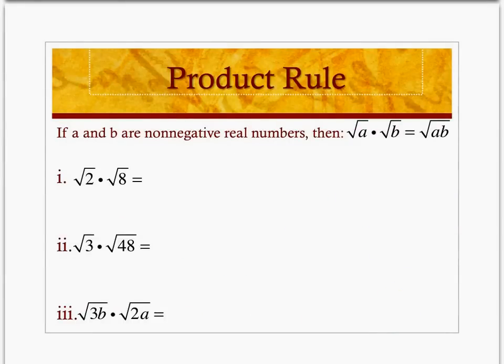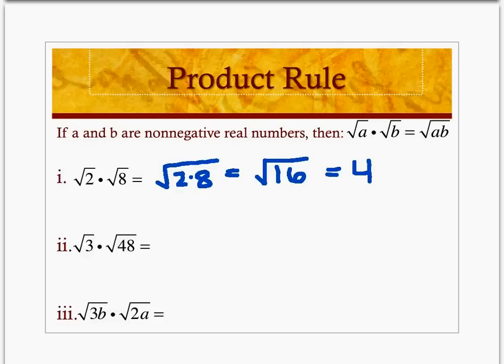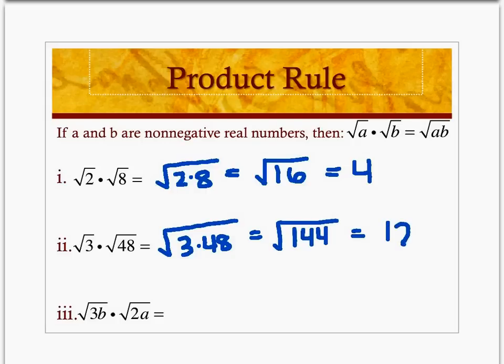Alright, so let's try square root of 2 times square root of 8. If I combine these together to be square root of 2 times 8 all under the same radical, I get the square root of 16, which now can be simplified as 4, right? Because the square root of 16 is 4. Now let's take a look at square root of 3 times square root of 48. Well, the square root of 3 times 48 all underneath the same radical. 3 times 48 gives me 144. Square root of 144 is 12.